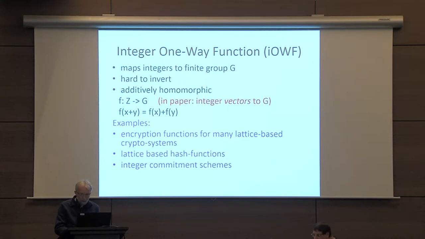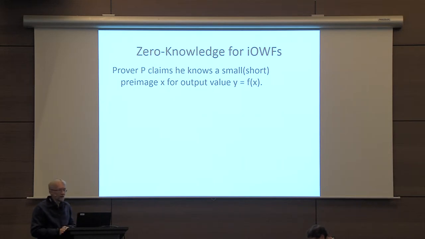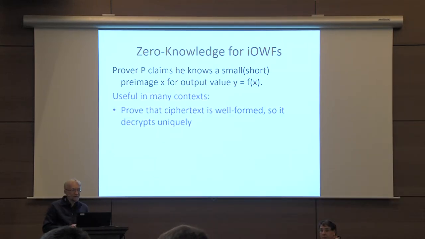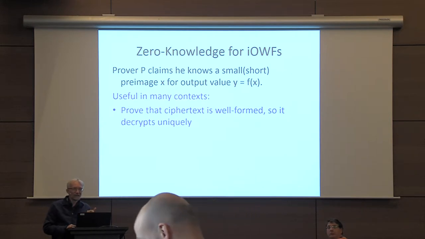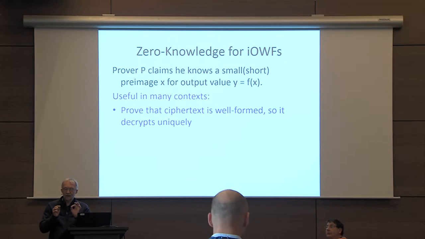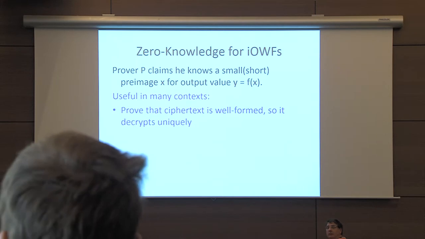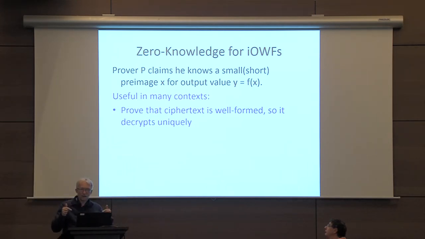So it's a pretty general thing, and therefore it's also interesting to be able to give zero-knowledge proofs for these functions. So there's a prover that claims that he knows a numerically small, or in the vector case, short preimage x for output value y. The reason why that's so important to do efficiently is that if the integer one-way function is the encryption function of a lattice-based cryptosystem, then what the prover is really doing is proving that his ciphertext is well-formed. In other words, I chose message and randomness input that was short enough so that during the encryption process there was no overflow, and therefore this ciphertext can be decrypted to a unique value.